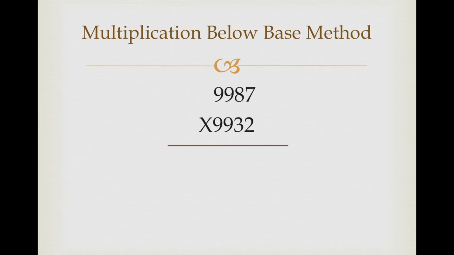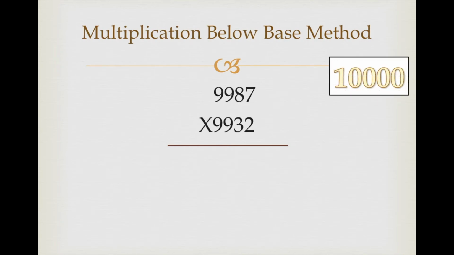Let's take one more example. 9987 into 9932. The base is 10,000 here. Write down minus 13 because 9987 is 13 less than its base 10,000. Write down 68 because 9932 is 68 less than its base 10,000. Multiply these two digits, it will give us 884.